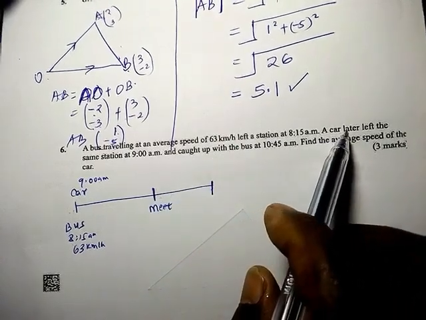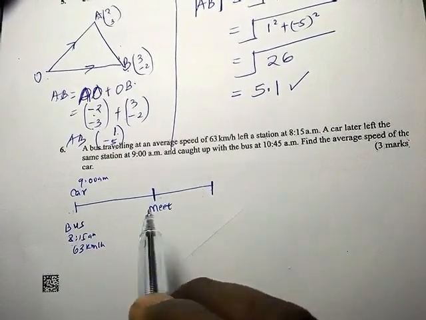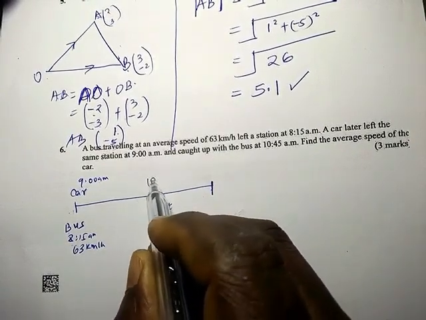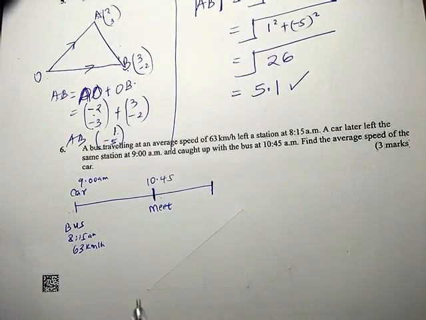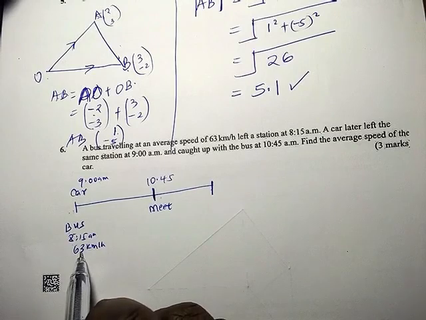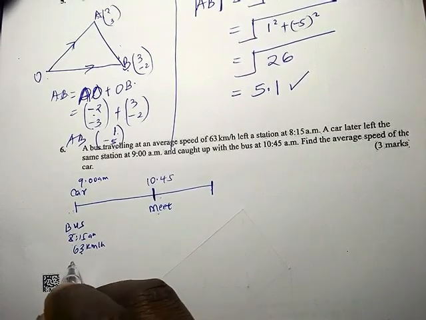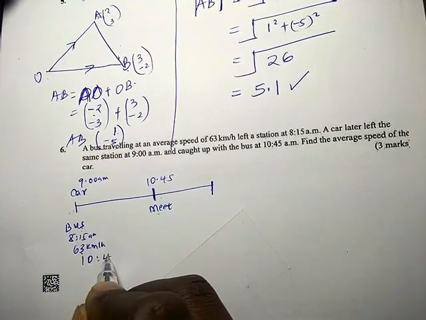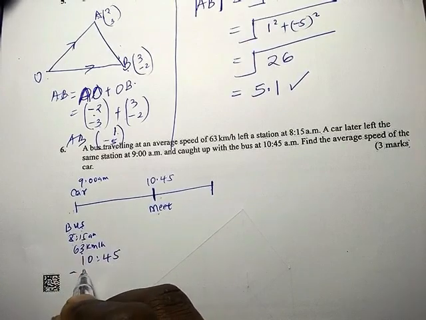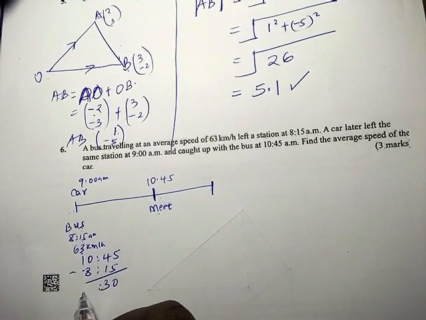The car later left the station and caught up with the bus. So it caught up here, at 10:45. This is where it caught up. So first, we can get the distance moved by the bus because we have the speed and the time. The time taken by the bus to be caught up is 10:45 minus the time it started, 8:15. This one will give us 2 hours 30 minutes.